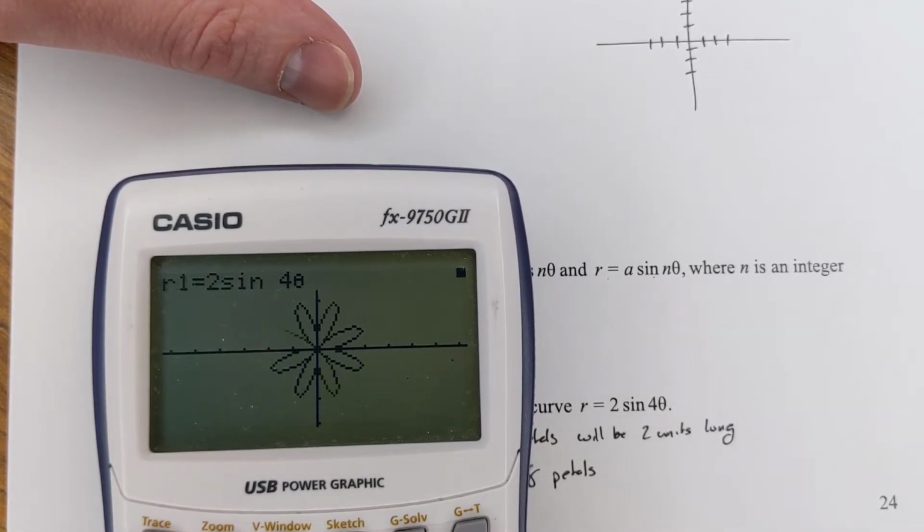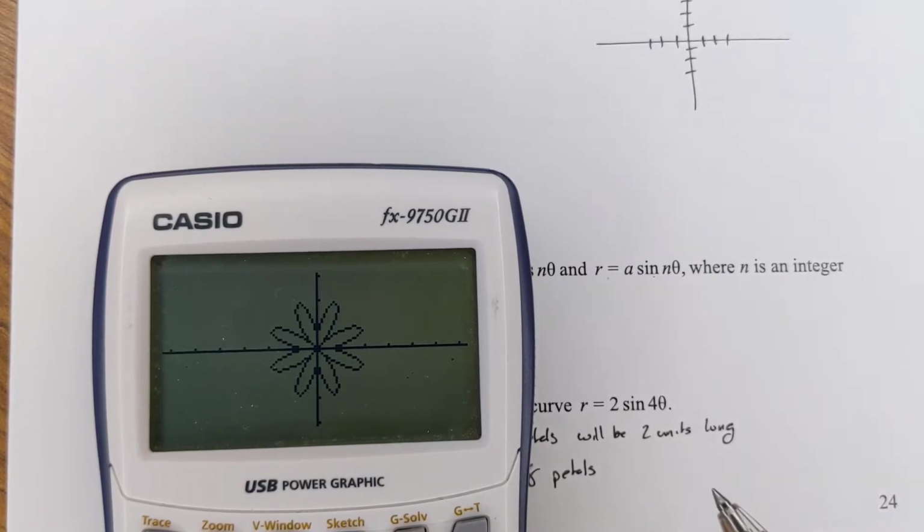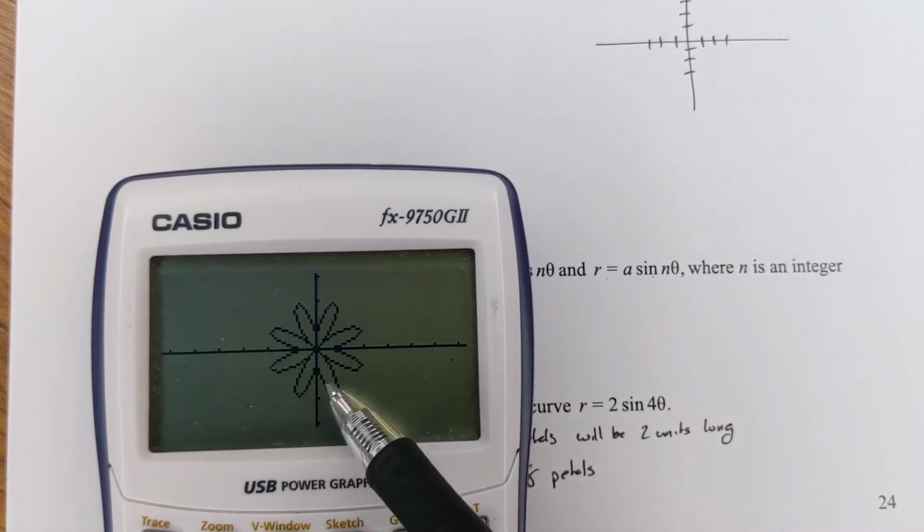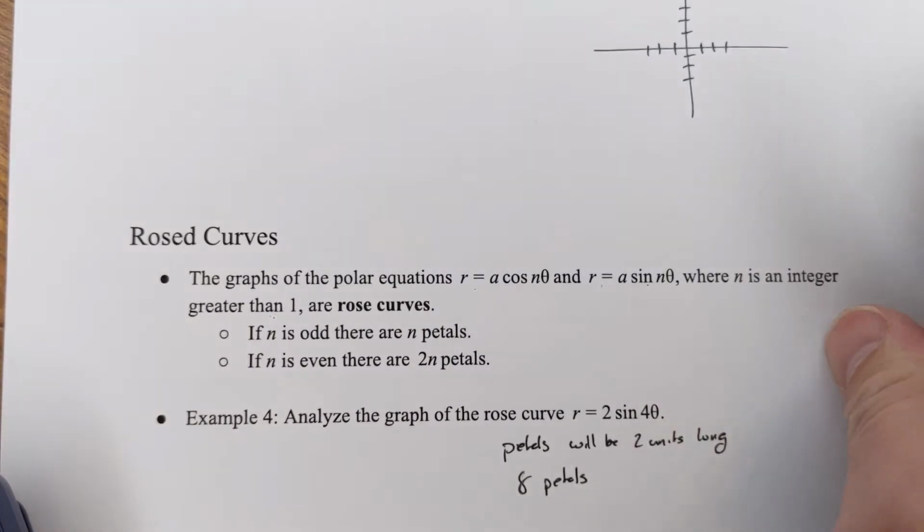There we go. And so there is my rose. You count the petals. 1, 2, 3, 4, 5, 6, 7, 8. 8 petals. Okay.